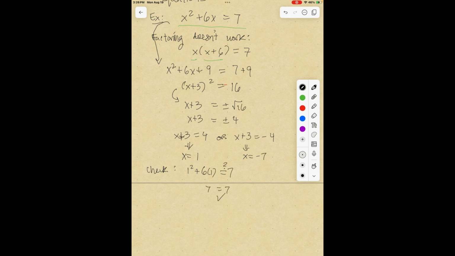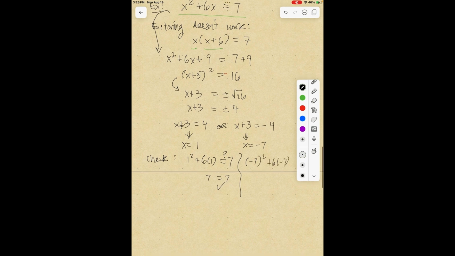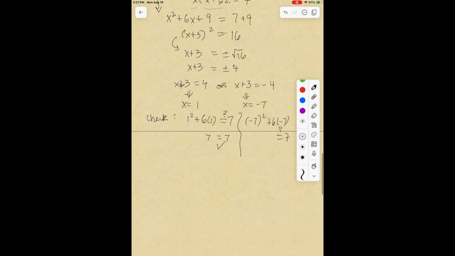Yes, good. And on the right, if I plug in negative 7 for x, do I get 7? On the left I have 49 minus 42. Is that equal to 7? Yes, I get 7.